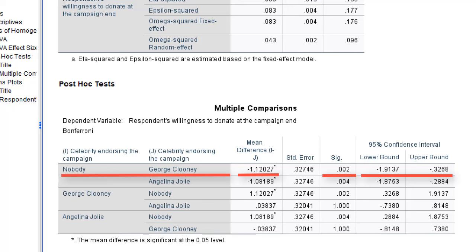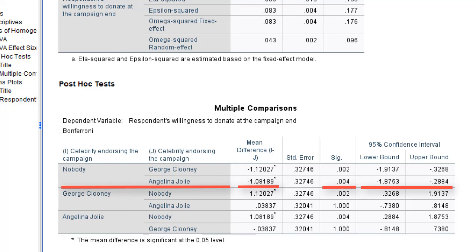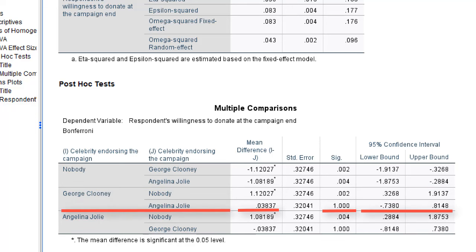The results are similar for the comparison between Nobody and Angelina Jolie. But if we compare Clooney to Jolie, the p-value is 1. This difference is clearly not statistically significant. We can also conclude this because the confidence interval includes 0. And as you can see, the confidence interval is almost symmetrical around 0. There is really no reason to conclude that average willingness to donate is higher for respondents who saw Clooney or for those who saw Jolie.